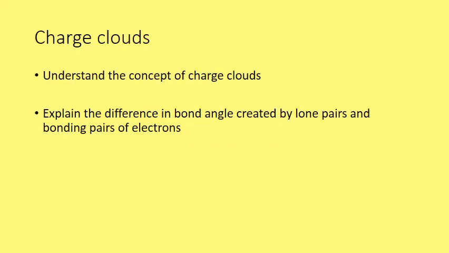And in this video lesson we're going to understand the concept of charge clouds first of all, so that we can explain the difference in bond angle created by a lone pair, that's a pair of electrons not involved in a covalent bond, and another pair of electrons that is involved in a covalent bond, and they would be called a bonding pair. So the angle that exists between bonds depends on whether it's a lone pair of electrons or a bonding pair of electrons. So we're going to explain that difference.